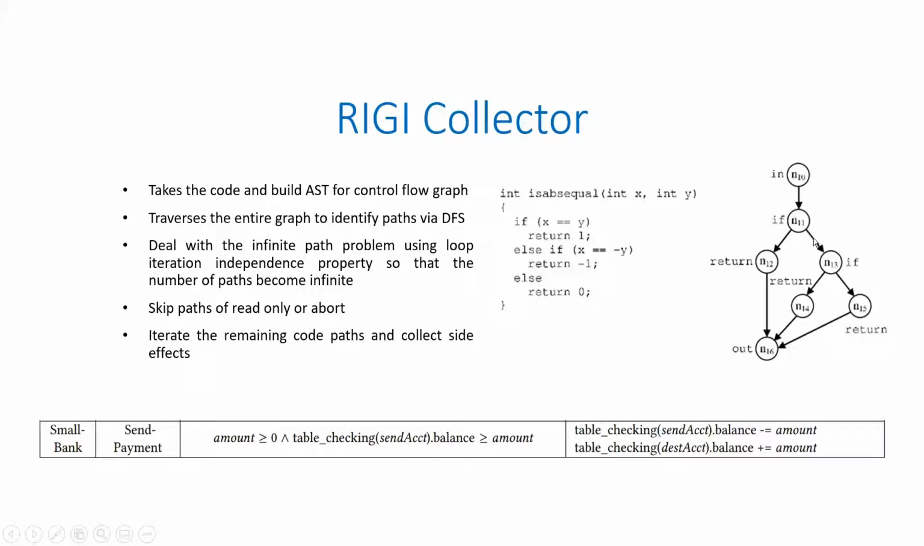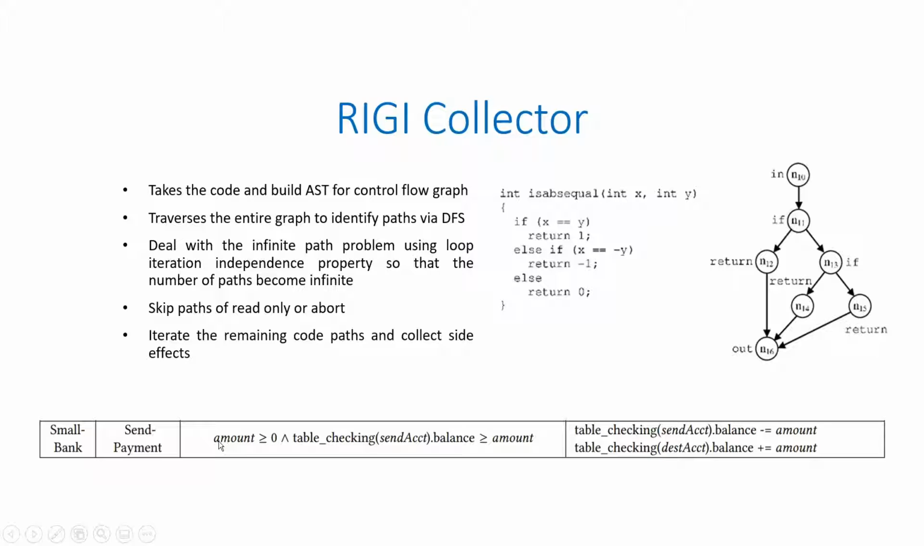This kind of control flow graph is generated for the entire program. No matter how many lines of code they have, they generate this control flow graph for the whole program. And they will traverse through each and every path and find out the side effects. So if this particular condition is met, then what is the effect?